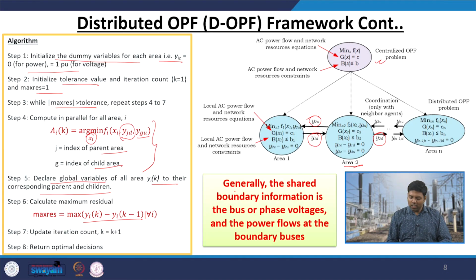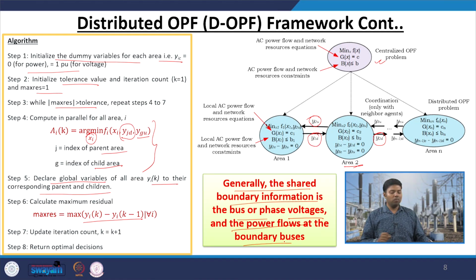Generally, the shared boundary information is the bus voltage, or the phase voltage if it is an unbalanced network, or the power flow at the boundary buses.